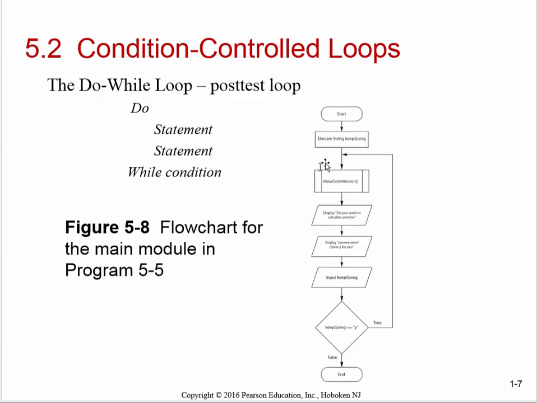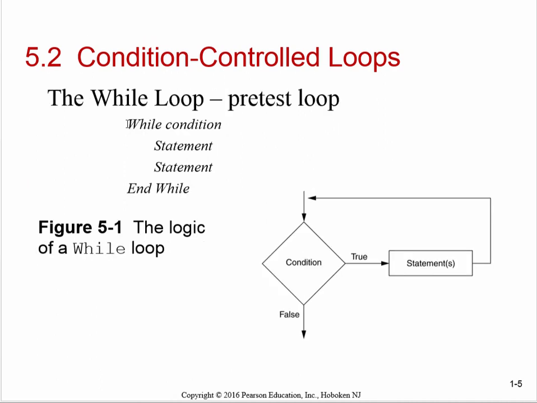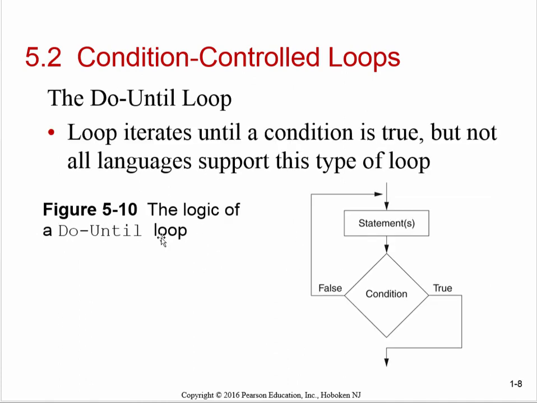Here's a post-test loop where you do all the work first, then you ask the question, and if it's true, you come back up and repeat the steps. Notice the syntax. You have a do here, then a bunch of statements, and then a while at the end with a condition. The while loop structure has a while condition at the beginning, then your statements, and then an end while, and it loops back up. Here is a do until loop where it just simply negates the condition from true to false.